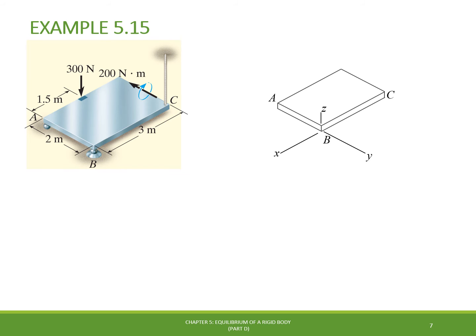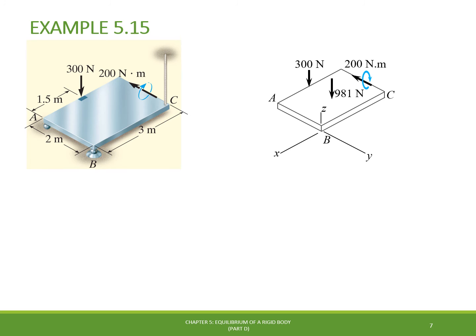Next, we have to indicate in the figure the external applied loads, which from the information given in the problem statement are 3. The downwards 300 newtons force applied at one of the edges of the plate, the 200 newtons meter couple moment applied at another edge of the plate, and the weight of the plate of 981 newtons applied at the center of mass of the plate, located at its center.